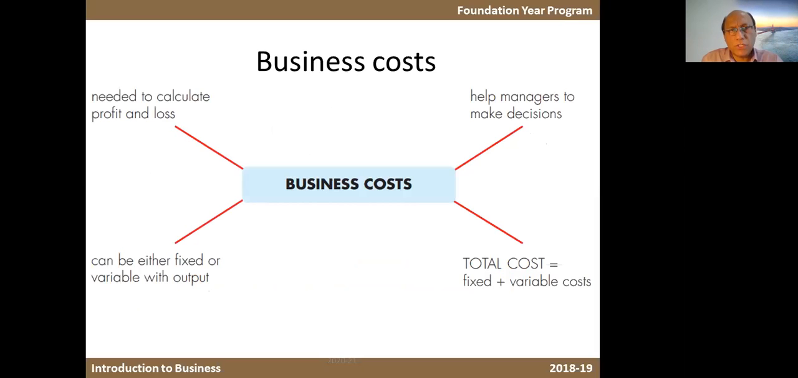So, business cost. Business cost is needed to calculate the loss and profit. So that's why business cost is important. It helps the manager to make decisions, and there can be either fixed cost or variable cost depending upon the output. So there are two costs, fixed and variable, and the sum of these two is called total costs.